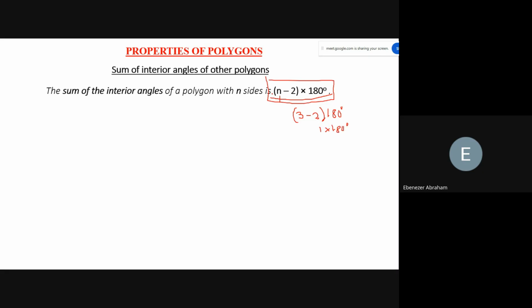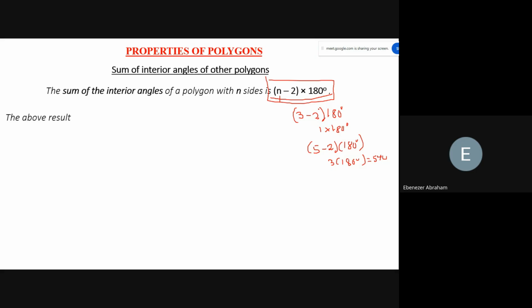If you are looking at a polygon with 5 sides, then it's going to be 5 minus 2 times 180 degrees. So you know the sum of interior angles of a polygon with 5 sides, a pentagon. It's 3 times 180 degrees, and 3 times 180 degrees is 540 degrees. So this is the formula. Anytime they're asking you to find the sum of interior angles of a polygon, you can apply this easily.